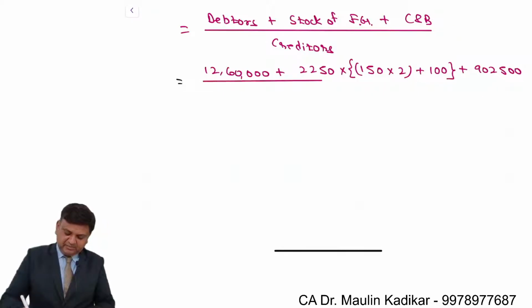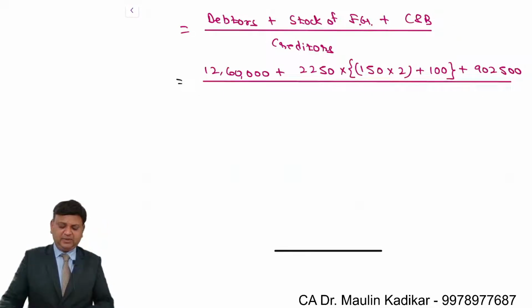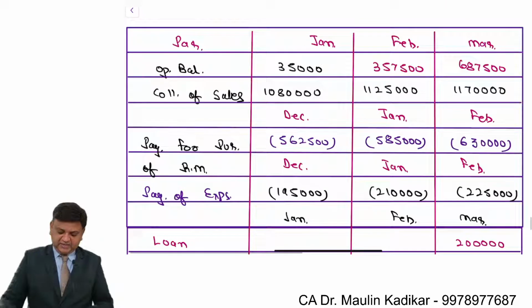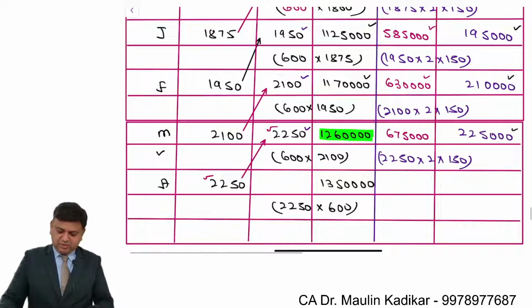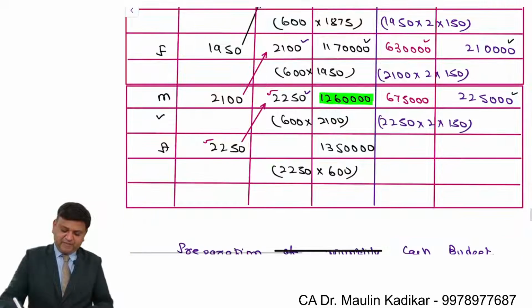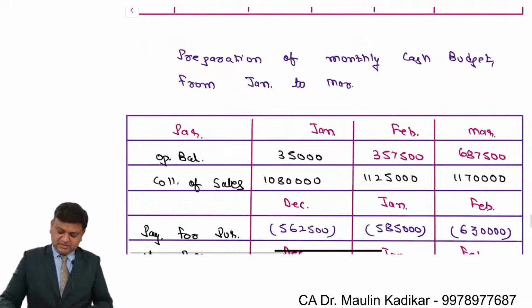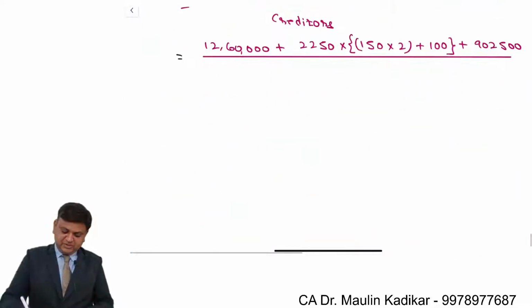divided by current liabilities. That is also very simple. Since we have the average payment period of 1 month, whatever we have purchased in the month of March is yet to be paid, and this purchase will be shown as outstanding creditors as on 31st of March, that is 6,75,000.